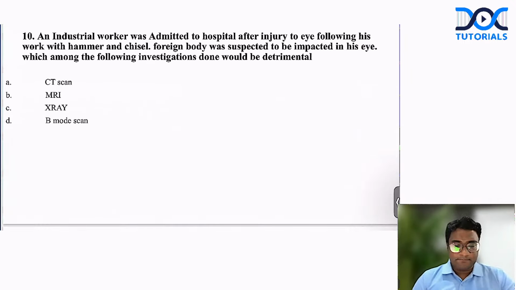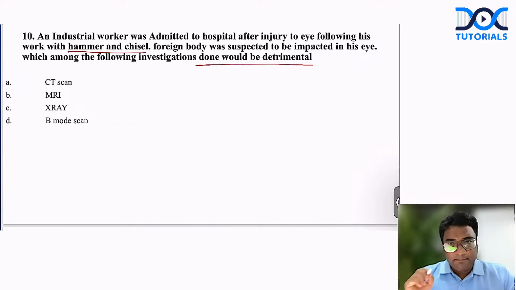Now 10th. What is this 10th question? An industrial worker was admitted to the hospital after injury to the eye following his work with hammer and chisel. This is a commonly tested hammer and chisel injury. And a foreign body was impacted in his eye. Which of the following investigations would be detrimental in the patient? Detrimental means harmful, okay, which is harmful in this patient.